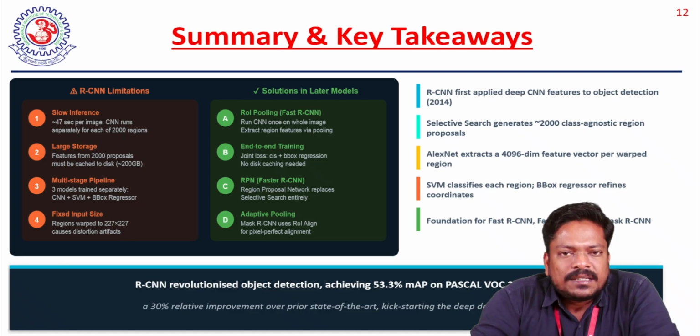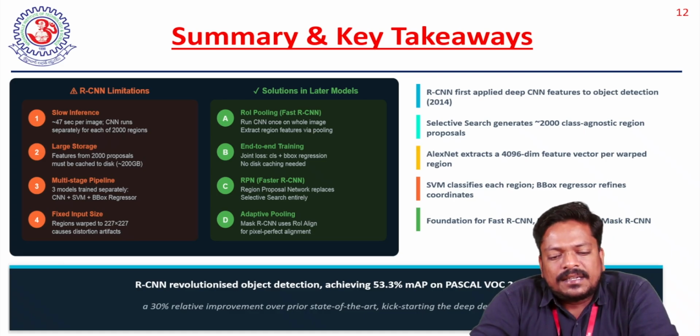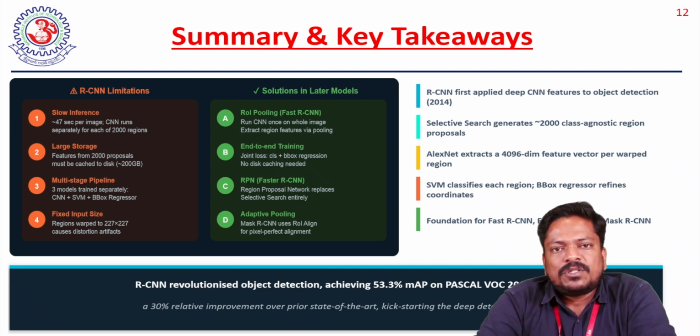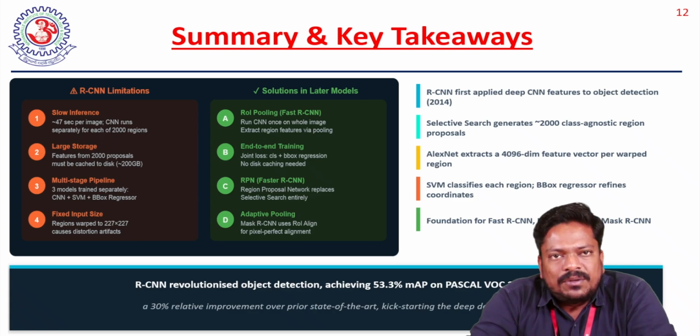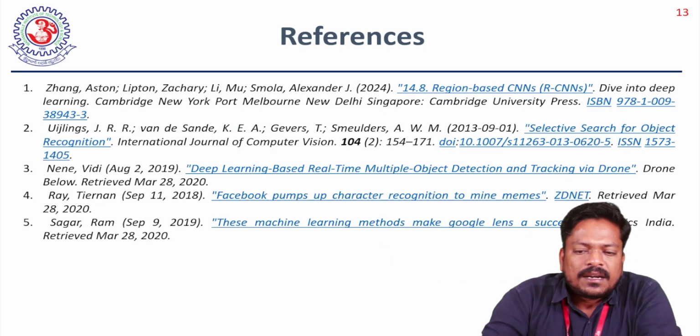So RCNN, especially used for object detection, achieved 53.3 mAP on the Pascal VOC in 2012. So these are all the references which I used for this presentation.